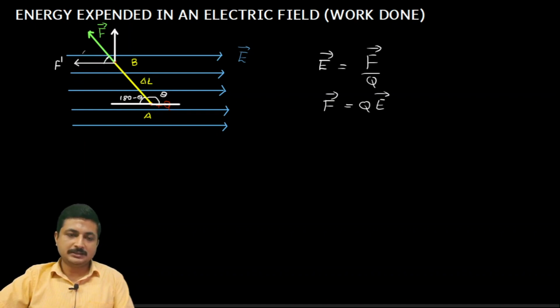180 minus theta. That is from symmetry. From symmetry it is very clear. This is also 180 minus theta. Now can I represent this F dash with respect to F? In the sense, can I write an equation for F dash with respect to F, with reference to this angle 180 minus theta? It is possible, right?